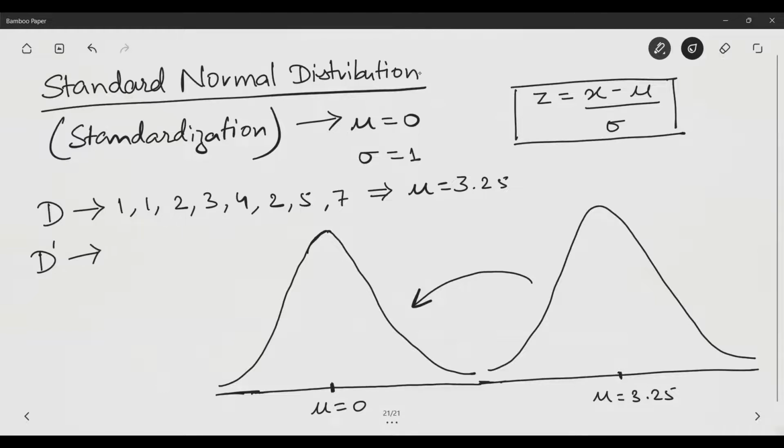And for the new distribution, if you are trying to find the mu and sigma, the mu and sigma for this new distribution will become 0 and 1. Okay, so x is what? 1, mu is 3.25, sigma maybe 2.